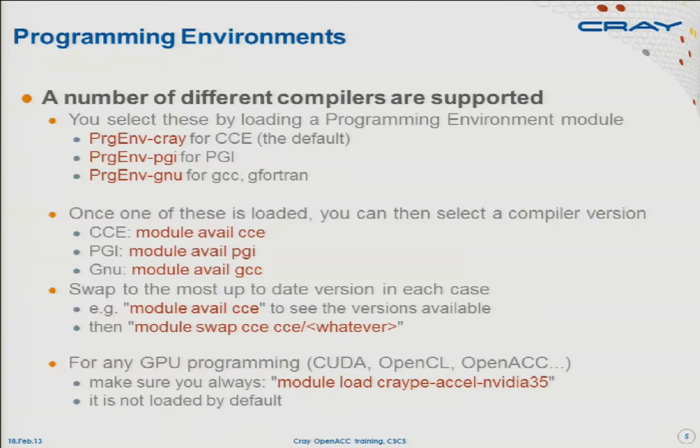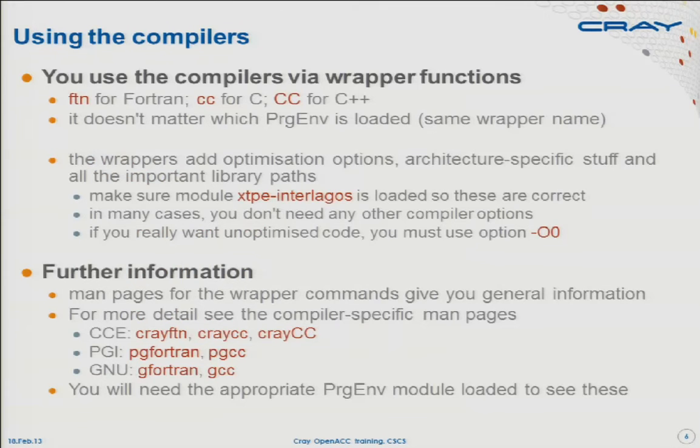If you're going to do any GPU programming, you need to also make sure that there's a special module called, with the unforgettable name of, Cray PE Accel NVIDIA 35. If that module is not loaded and you do OpenACC, it all compiles beautifully, it all runs beautifully, but not very quickly, because it's only working on the CPU, because your OpenACC will not be recognized. You always must load this if you're doing GPU work. I'm not sure whether it's loaded by default, so you should always check that.